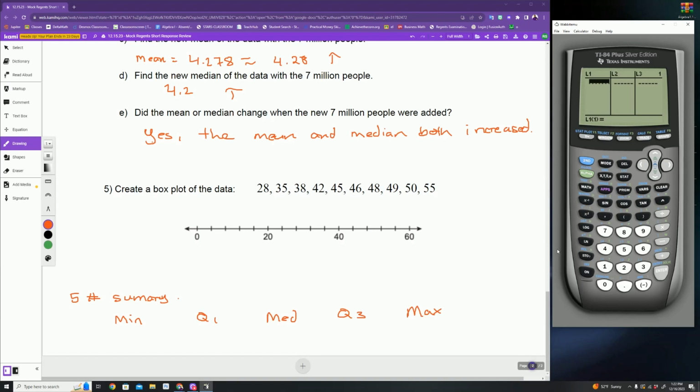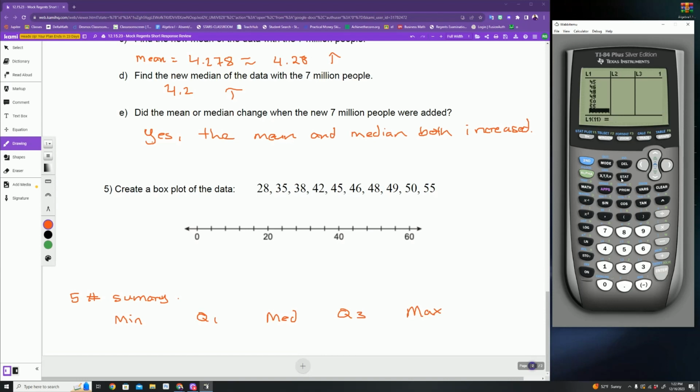We're going to put the values in: 28, 35, 38, 42, 45, 46, 48, 49, 50, and 55. Okay.